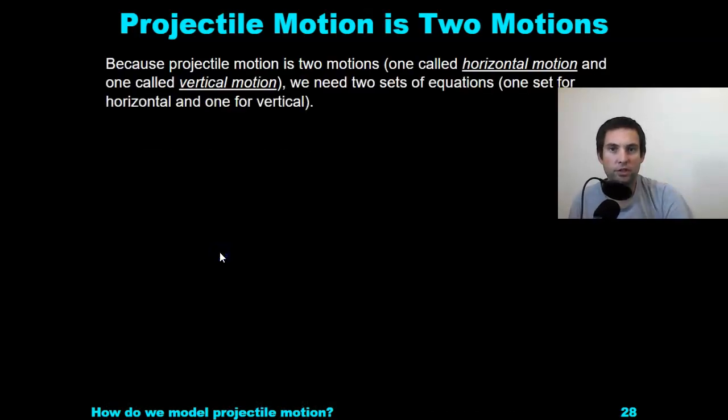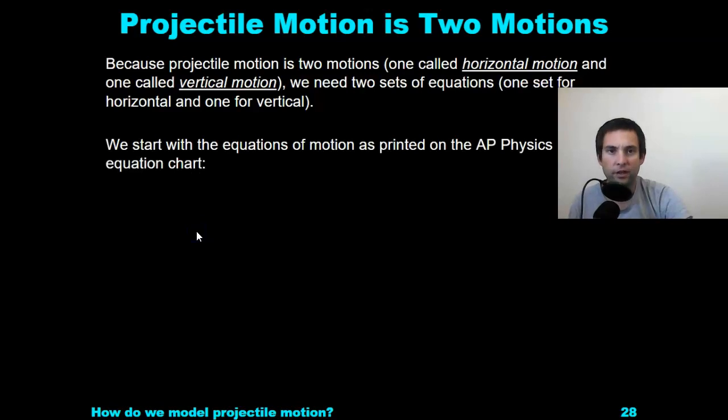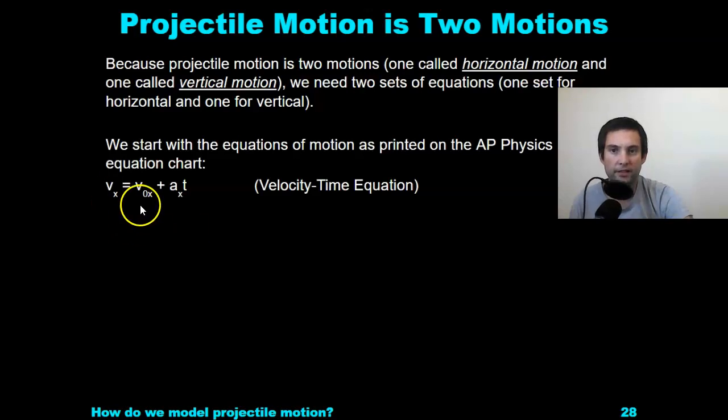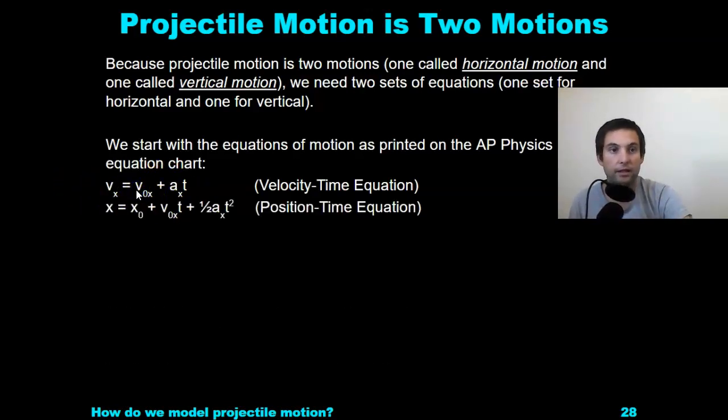Because projectile motion is two motions, one horizontal and one vertical, we need to have two sets of equations, one for horizontal and one for vertical. We start with the equations of motion as printed in the AP Physics equation chart. So we have v_x equals v_0x. A lot of students have been confused: what do these little subscript x's mean? It just means everything in this equation has to happen along the x-axis. If we were dealing with the y-axis, then everything in this equation has to deal with the y-axis. It has to happen separately. Even though it's happening at the same time, they have to happen separately. So that's what these little x's are.